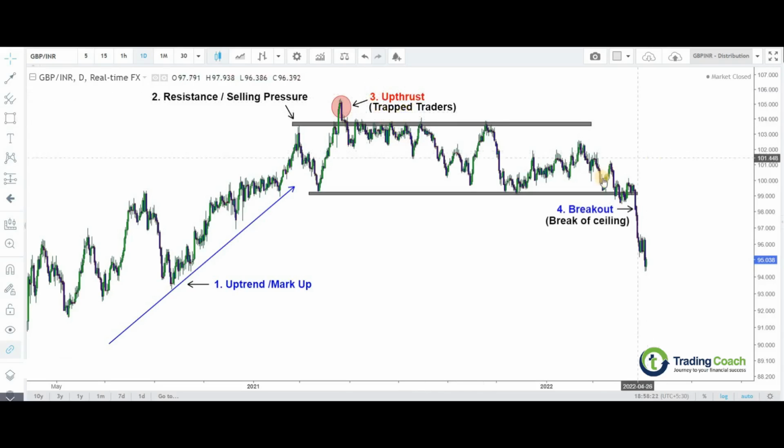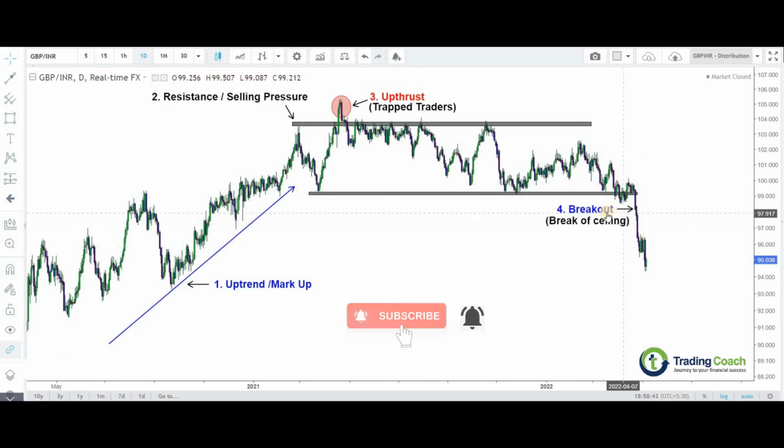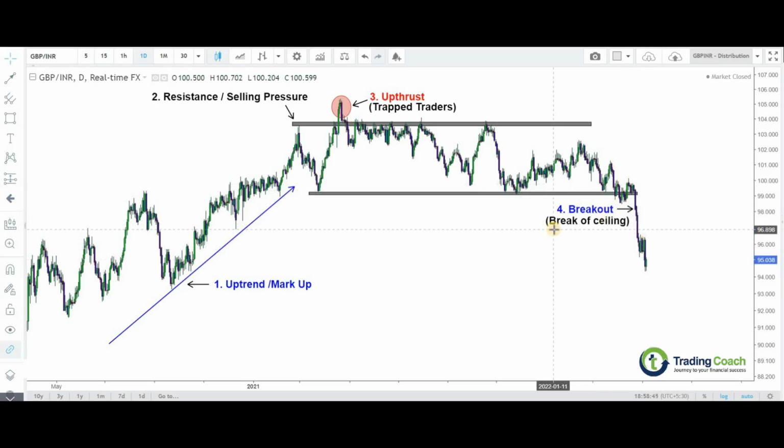The fourth stage of this particular distribution phase is where everything gets a little interesting. Here we are going to see a nice breakout from the support level. We have a support level over here, you can see a nice support. And what happens is, the price usually breaks through the support. You will see a nice breakout, and we can call it the break of the ceiling.